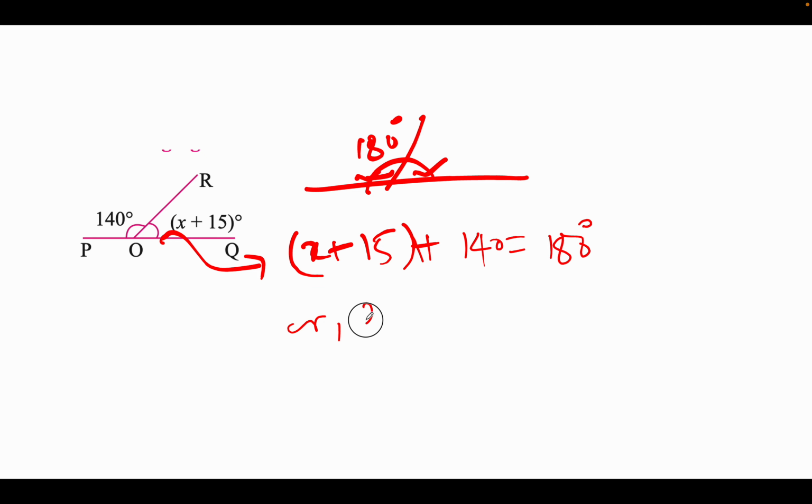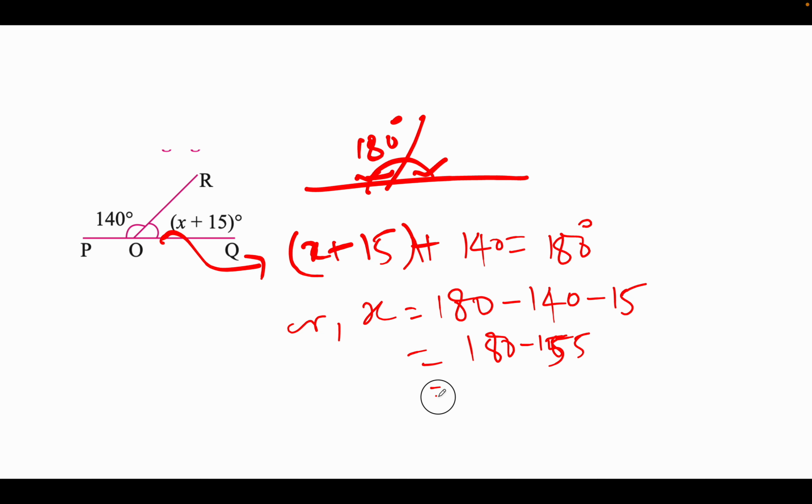or we can say that 180 minus 140 minus 15 equals 180 minus 155, this is 5, equals 60 and 25 degrees. Finished. Then C number question.